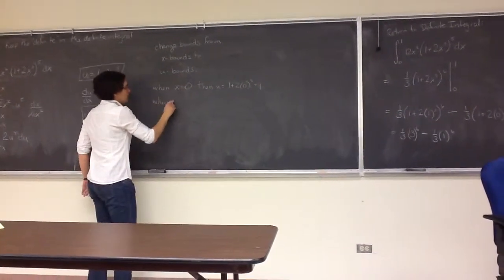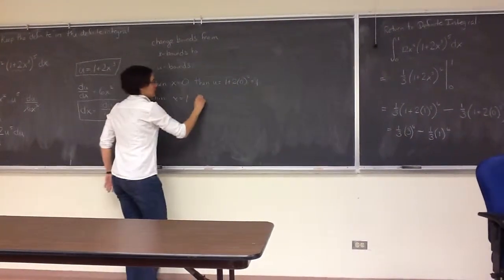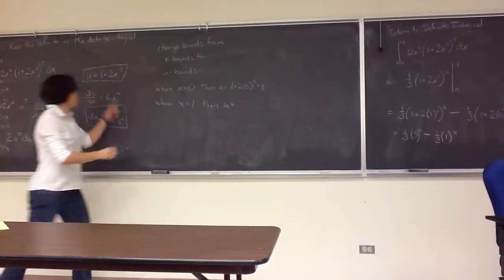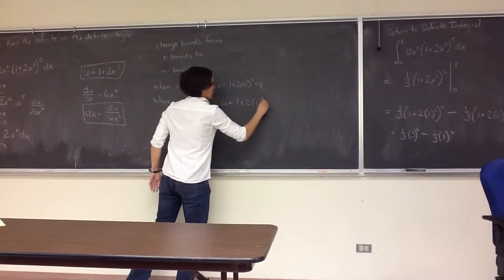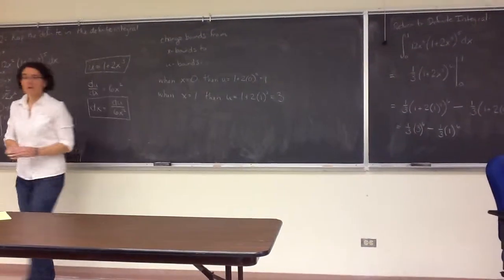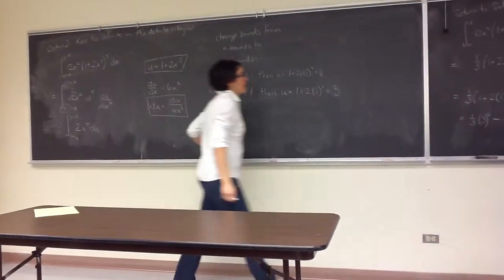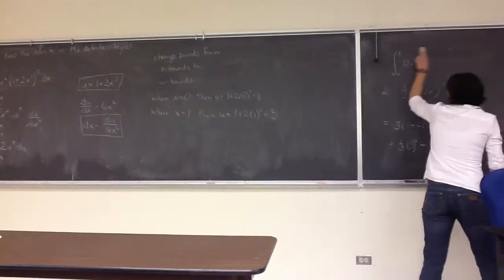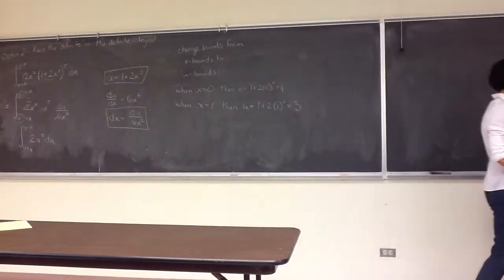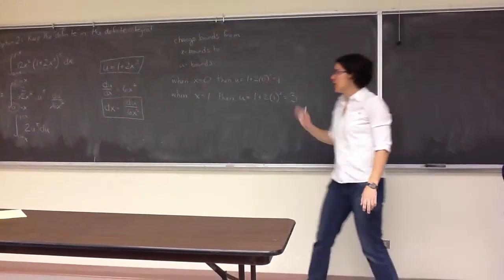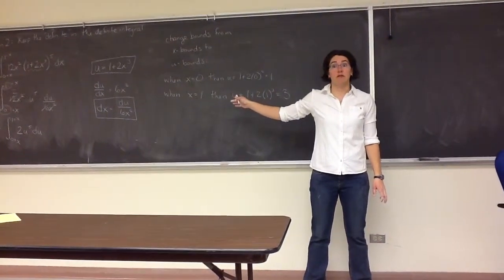And when x is equal to 1, that's our top boundary, then u, which is 1 plus 2x cubed, will be 1 plus 2 times 1 cubed. So when x equals 1, then u is going to be equal to 3. So in order to keep the boundaries in there, in order to not do this extra side step of working with an indefinite integral to find the antiderivative, in order to keep the definite in the definite integral, we've got to change those boundaries to u boundaries.